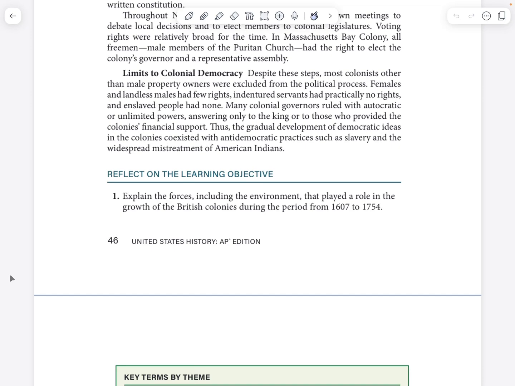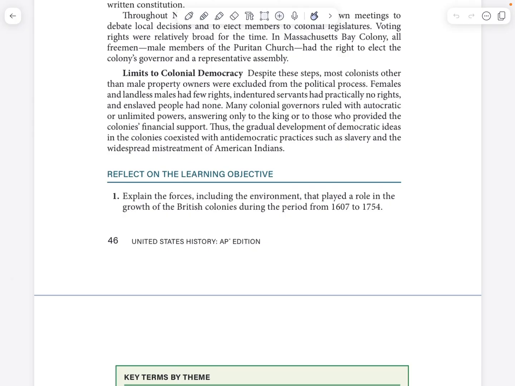Limits to colonial democracy. Despite these steps, most colonists other than male property owners were excluded from the political process. Females and landless males had few rights. Indentured servants had practically no rights, and enslaved people had none.